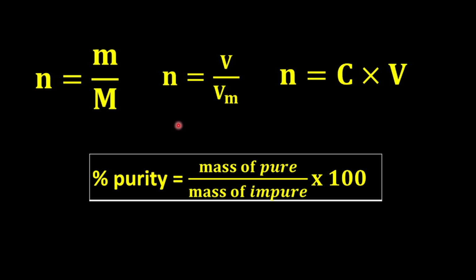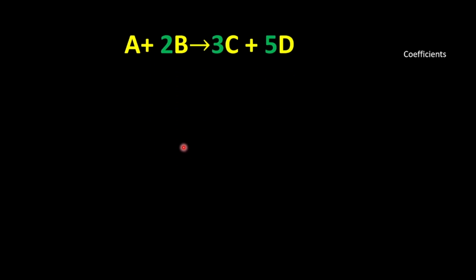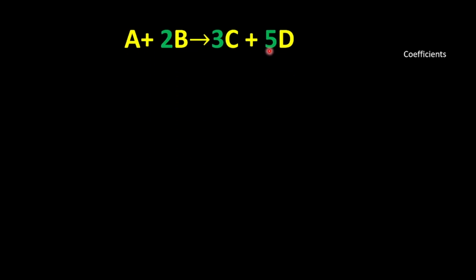We have another formula here, which is the percentage purity, which is equal to mass of pure over mass of impure times 100. When we get there, you'll be using this formula. Now let's start with this simple ABCD.